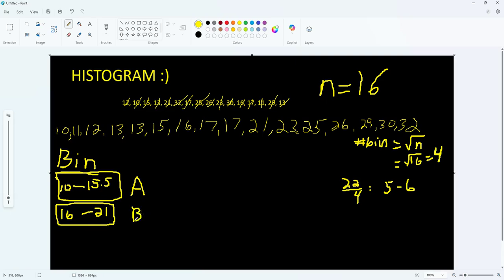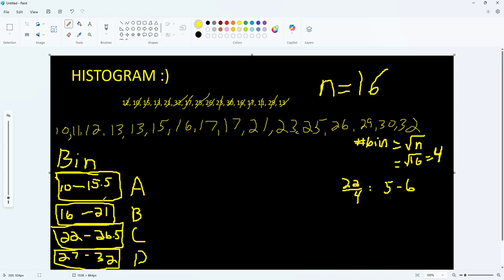And then 21 plus 5.5 is 26.5, so 22 to 26.5 is going to be bin C. And then bin D is going to be 27 all the way up to 32. So that worked out pretty good. It gives us a pretty good variation of the numbers that I have.